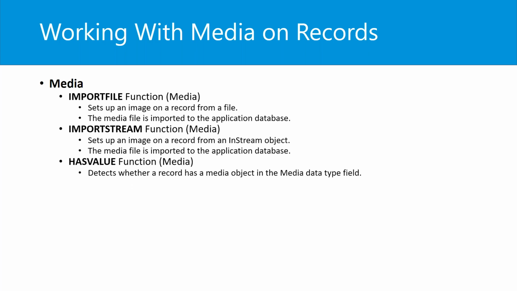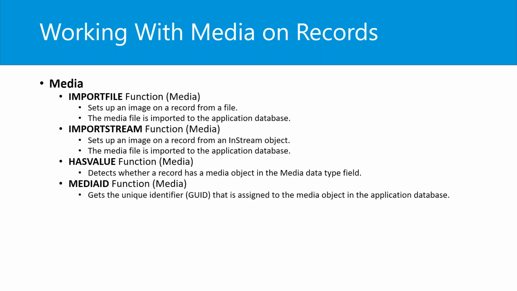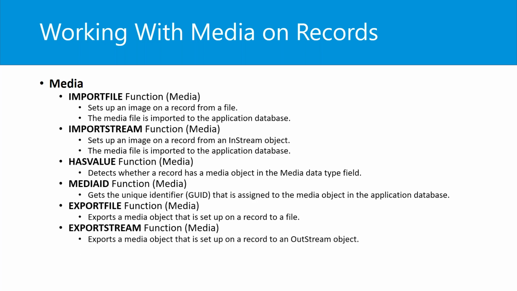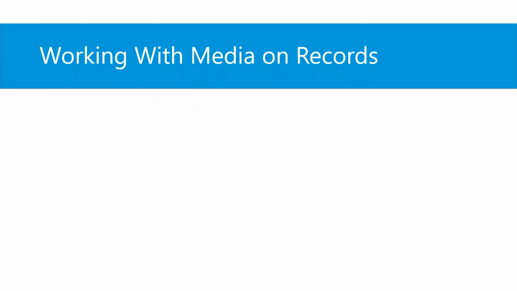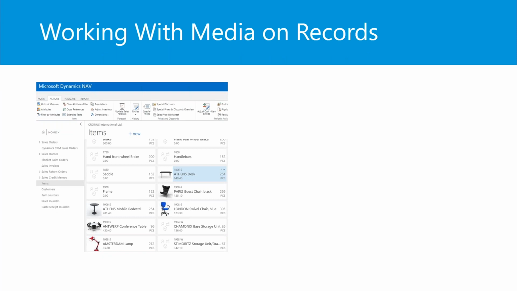We have a has value function to be able to detect whether a record already has a media object in it, yes or no. The media ID function gets the GUID, or the global unique identifier, assigned to the media object in the application database. Export file to export one, if you would like to do that, and export stream if you would like to use streaming while exporting.